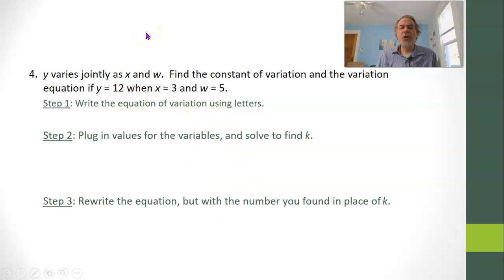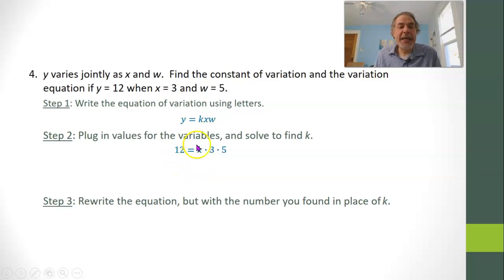And here's an example where there's more than one variable involved in the proportionality. Here it says y varies jointly as x and w. So that means there's two different things that y depends on, x and w. The way we would write that is just y equals k times x times w. Now to find the constant of variation and the variation equation, if y is 12 when x equals 3 and w equals 5, put those numbers into the equation.